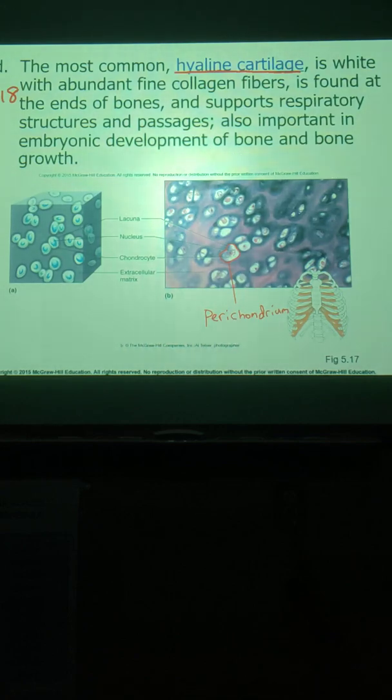Ours looks like that. Now notice the number of cartilage cells compared to the collagen fibers. You see a lot of hyaline cartilage cells, but you don't see a whole lot of collagen fibers. And again, the reason is because they're so abundant and so evenly distributed, they're hard to see.